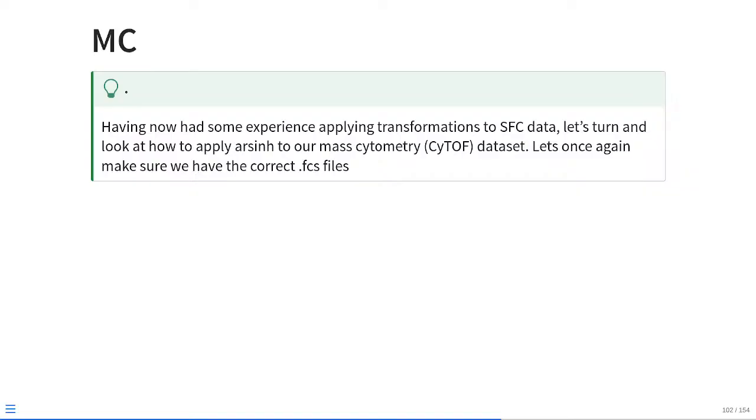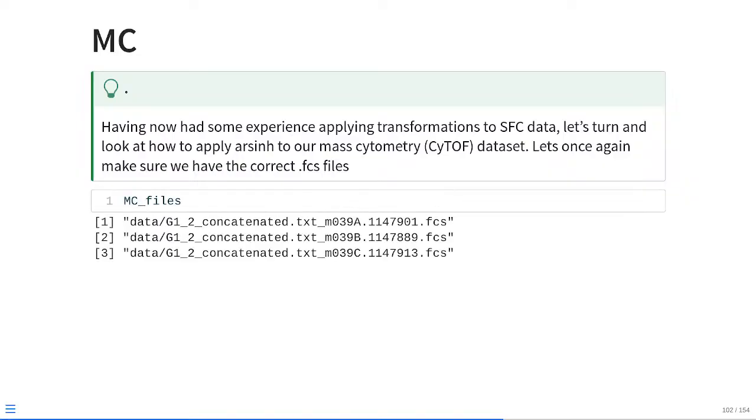All right, now that we've looked at the main bi-exponential transformations for spectral flow cytometry data, let's look at our mass cytometry, our CyTOF dataset, where we more often than not will use the arcsinh transformation. Let's make sure that we do have the correct files. And sure enough, they did isolate out based on the G1_2 part of the name. So these are our mass cytometry files we found from import.